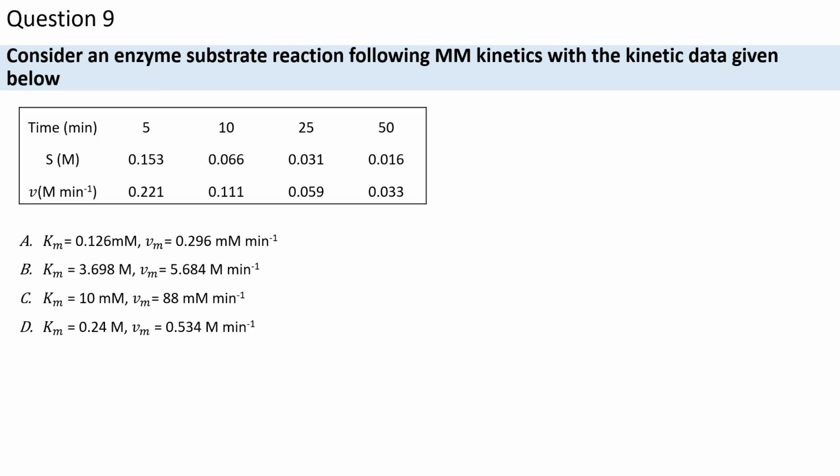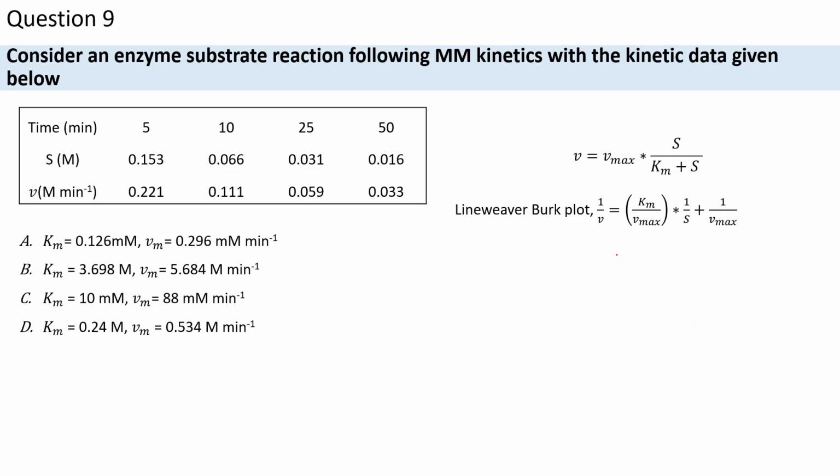Considering question 9, consider an enzyme substrate reaction following Michaelis-Menten kinetics with the data given below. Time has been given as 5, 10, 25, 50 minutes, the substrate concentration at the corresponding time has been given, and V has been calculated. We have to find out Km and Vm. We know that V is equal to Vmax S divided by Km plus S. According to the Lineweaver plot, 1 by V is equal to Km divided by Vmax into 1 by S plus 1 by Vmax.